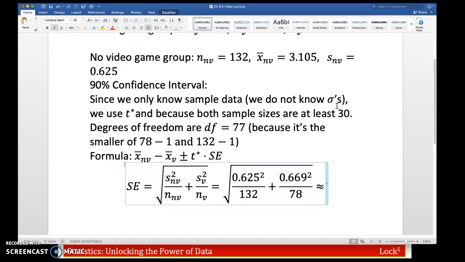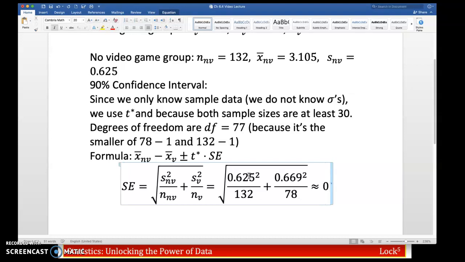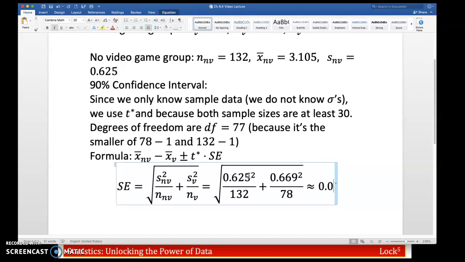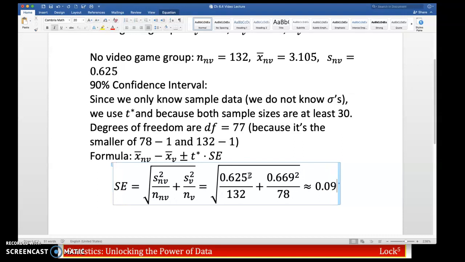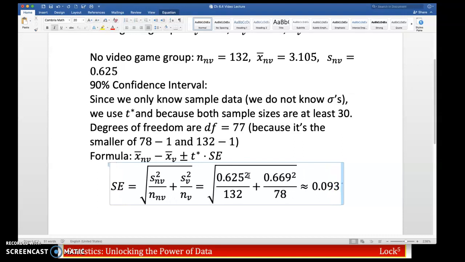All right, so I threw that in my calculator. Don't forget you want to square, divide, and add before you take the square root. And let me double check. I got that to be about 0.09325. So 0.093 for my standard error.